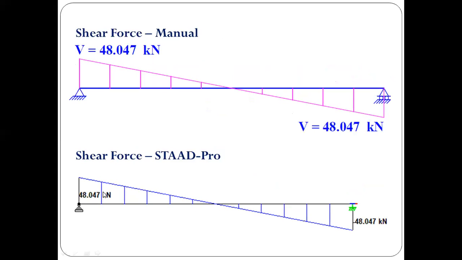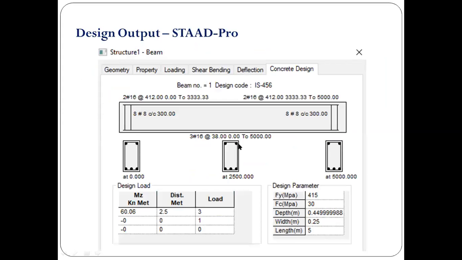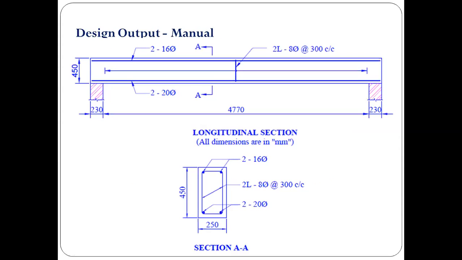Okay, so initially in STAAD-Pro we were not getting it because the density of concrete was 23 point something. Then we revised it to 25, so we are getting the same amount of shear force. Okay, and then the design part. Now we have provided 2-20 at the bottom and 2-16 at the top, and stirrups 8 mm at 300 mm center to center. So we are getting almost the same, except at the bottom STAAD-Pro is arranging 3-16 mm bars, so we are going with 2-16 mm bars.